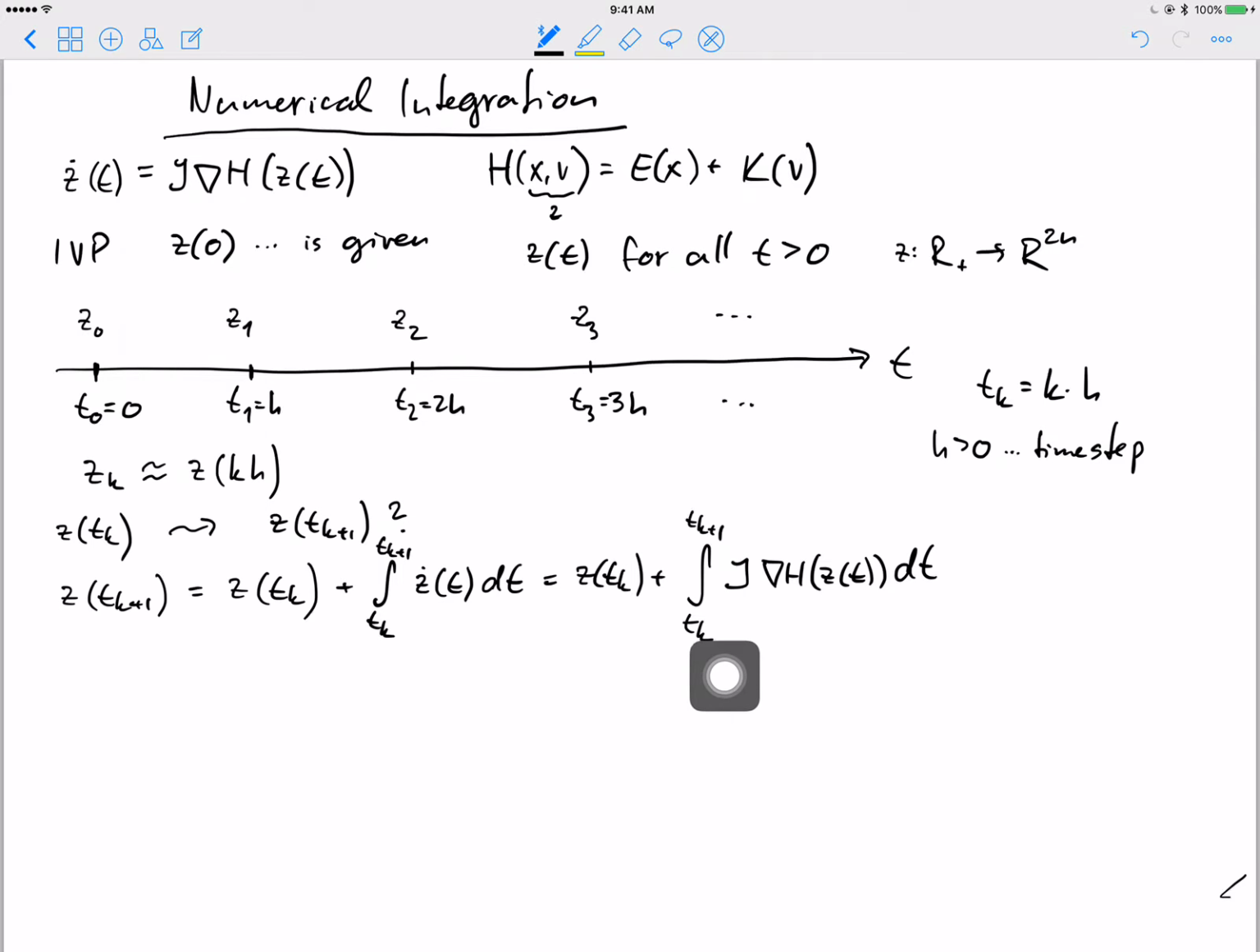You know what the z is at tk, those are your initial conditions at time k. This is something you cannot really compute for most Hamiltonians, but it gives you an idea about what the idea of a time step means, what it means to advance your state from time tk to time tk plus 1. And what it really means is to integrate this function where this z satisfies this formula.